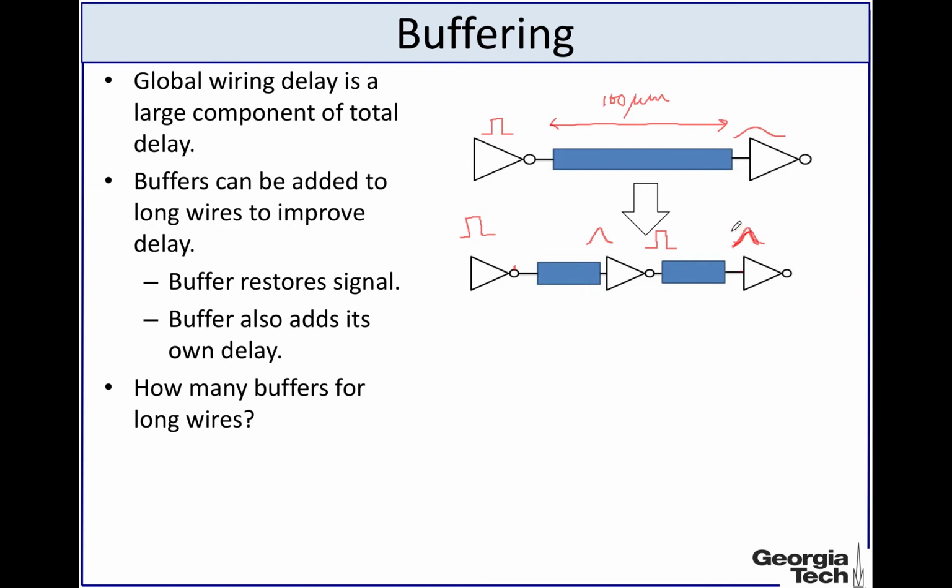So what we are going to see is how many buffers we should include to reduce the delay. It happens that if the total number of buffers that you add, or the total number of segments that you break a long wire into, is smaller than a certain value, you will actually improve the delay. But if the number of buffers that you introduce is larger than a critical value, then it will again start increasing the delay in your interconnect. So that's what we are going to see.